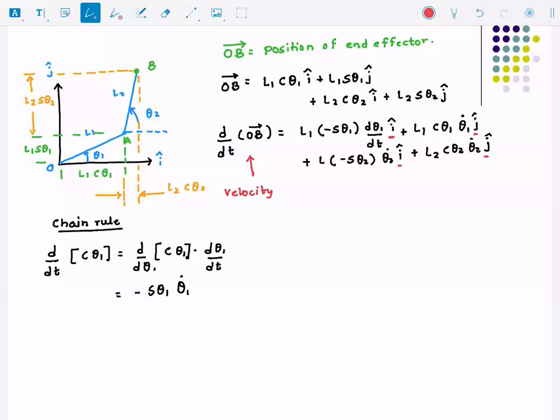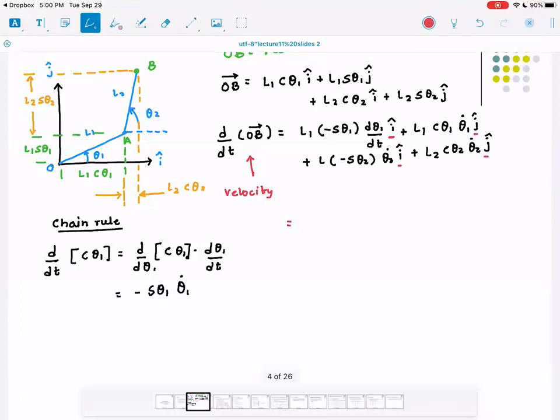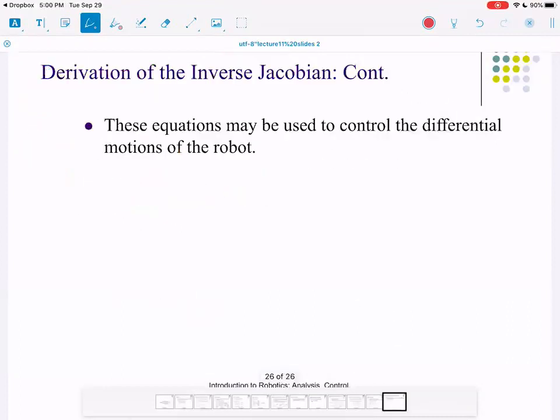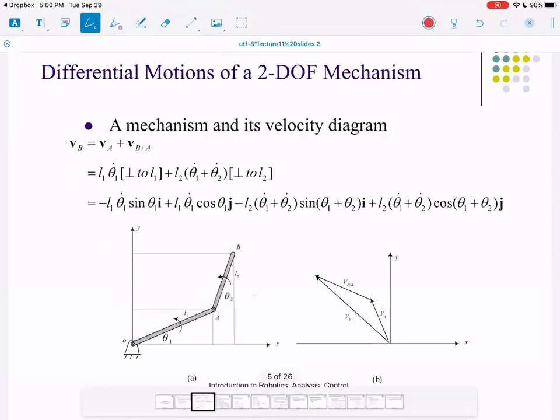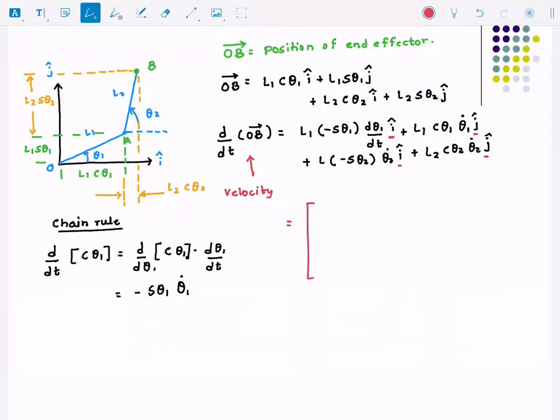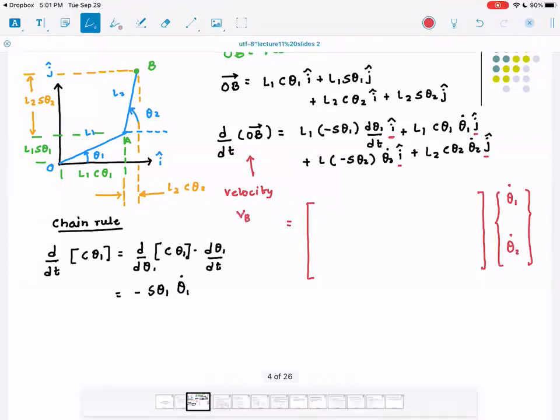I'm going to write this expression in a matrix form, and I will tell you how my matrix is going to look. I'm going to have the velocity of the end effector in the x direction and the velocity of the end effector in the y direction, and that needs to be expressed in a matrix vector form. So I will write this down like this. I'm going to have theta 1 dot here and theta 2 dot over here, and I'm going to have the velocity of B in the x direction and the velocity of B in the y direction.